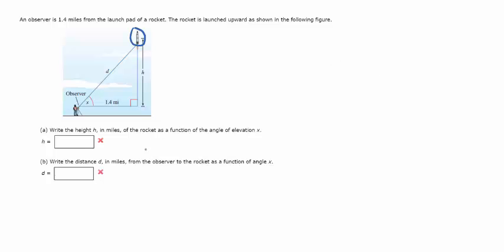So anytime you're asked to write a variable h as a function of another variable x, it means we want to write h as a formula in terms of x. H is some function of x. So if I look at what I'm given in the triangle, I know the angle is x, and h is the opposite side, and I know the adjacent side is 1.4 miles. So I think I can use a trig function to relate these three items. In fact, when you think opposite and adjacent, you usually associate that with tangent.